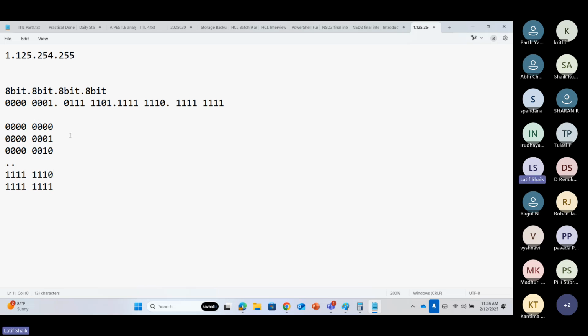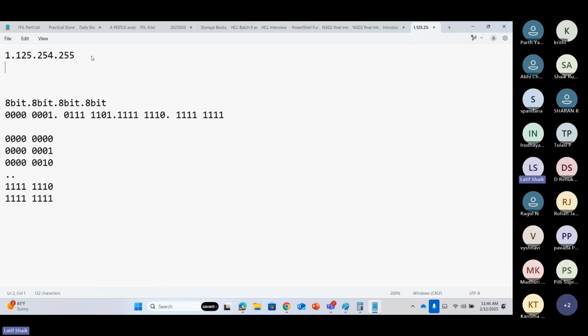This is 254. This is 0, 1, 2, 3, 4, 5, up to 254, 255. After this one, nothing is there. Once everything becomes 0, it carries 1 to the previous octet if available. That's why the maximum size of each octet is this one. Starting is 0, the last is 255 for each octet. So for this IP, the next IP is 1.125.254.0.